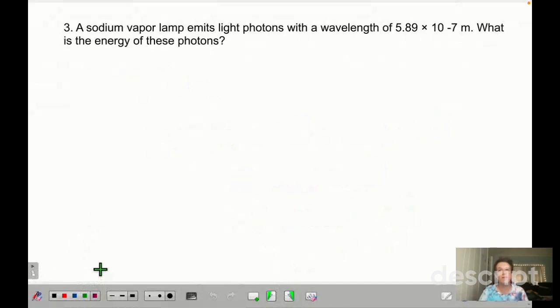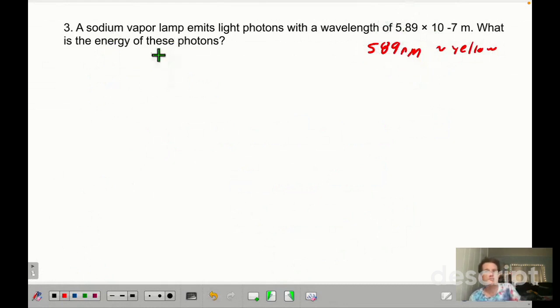A sodium vapor lamp emits light photons with a wavelength of 5.89 times 10 to the negative 7th meters. What is the energy of these photons? All right, so here's a problem talking about sodium vapor lamps. If you have done the flame test lab in class, you probably know that sodium is yellow. And hey, if you know a lot about color, you might know that's not quite yellow. But 589 nanometers is usually about a yellow color, maybe a little bit of an orange yellow.